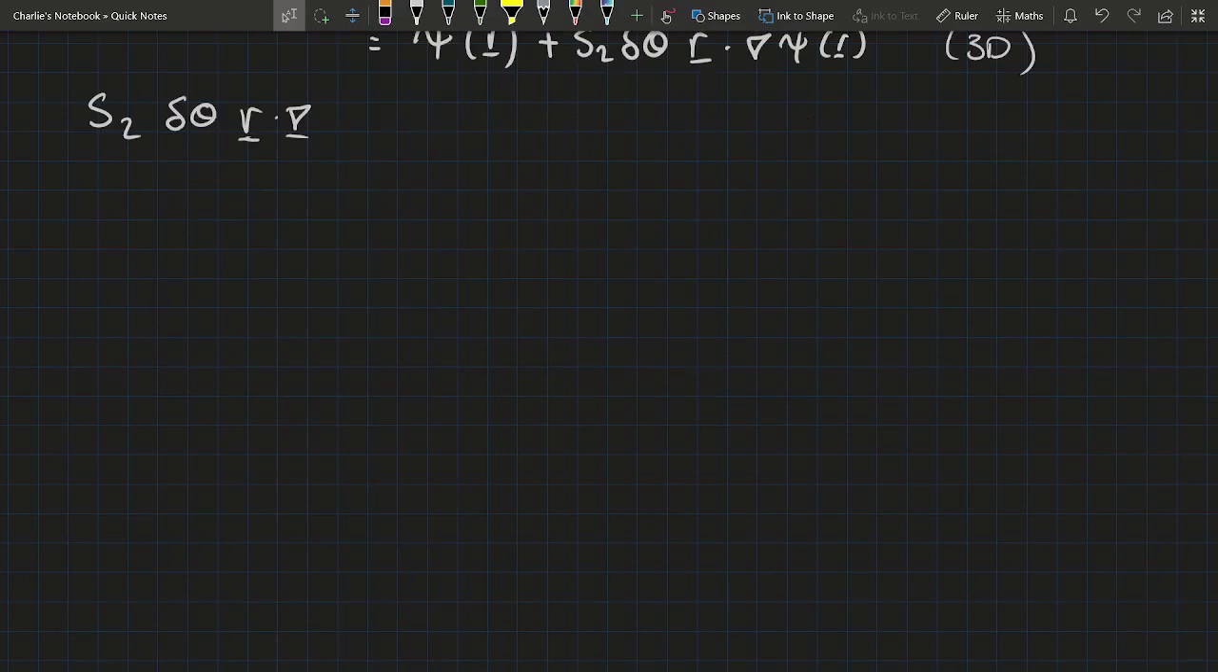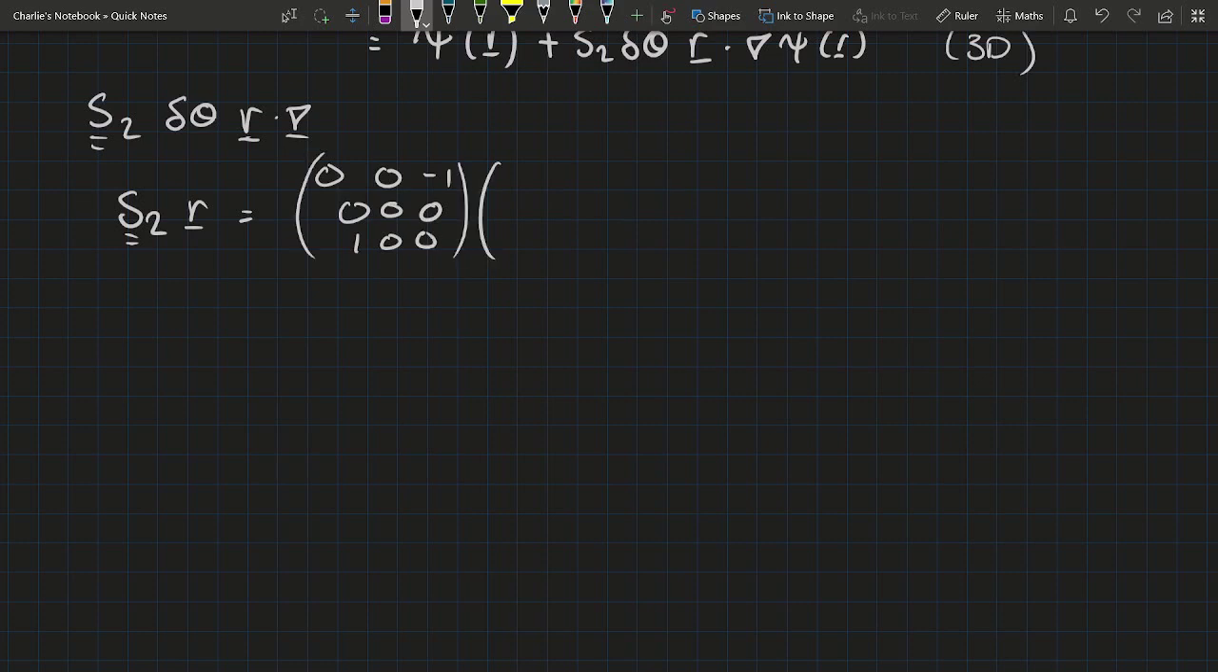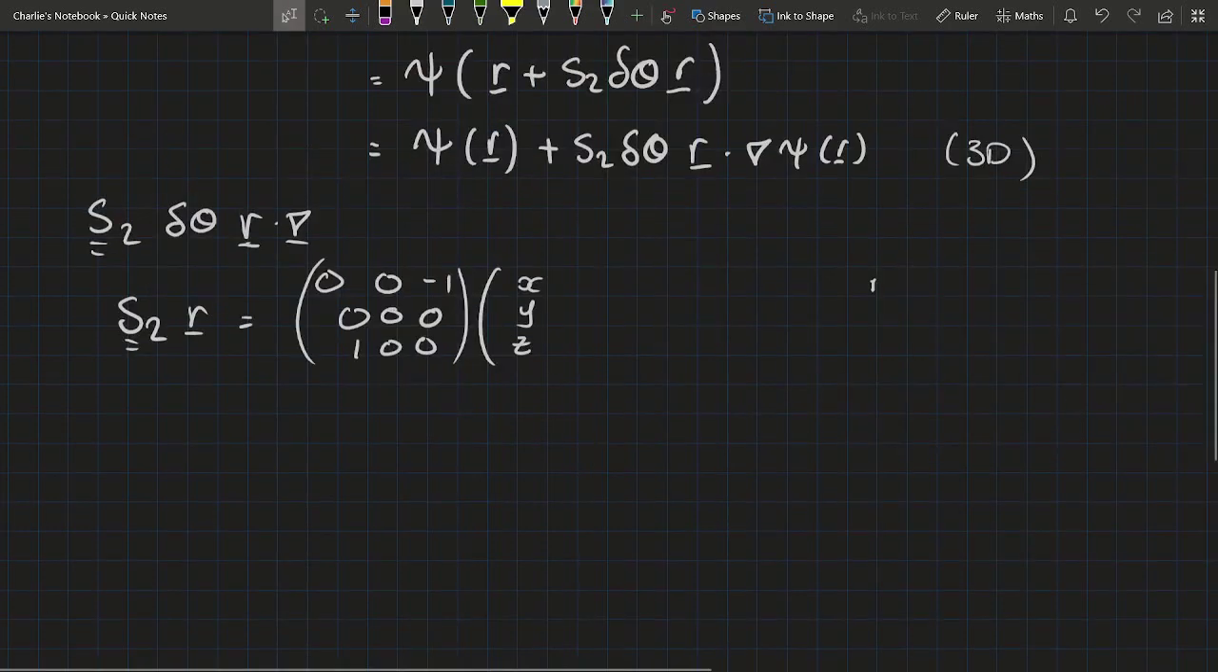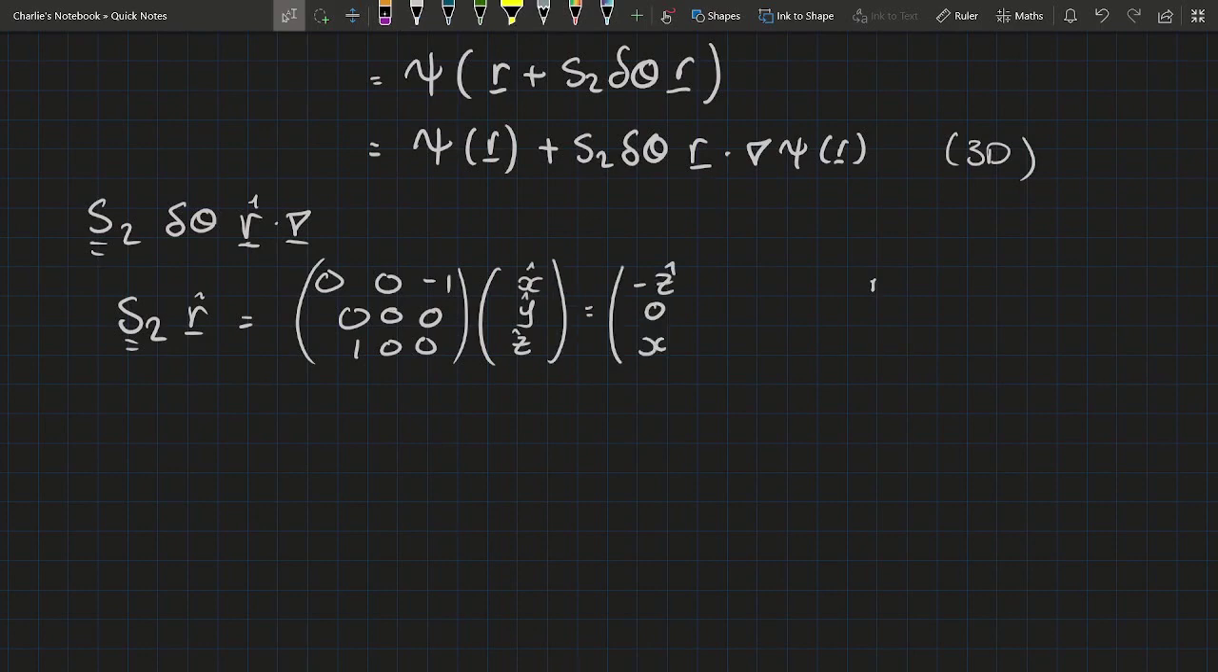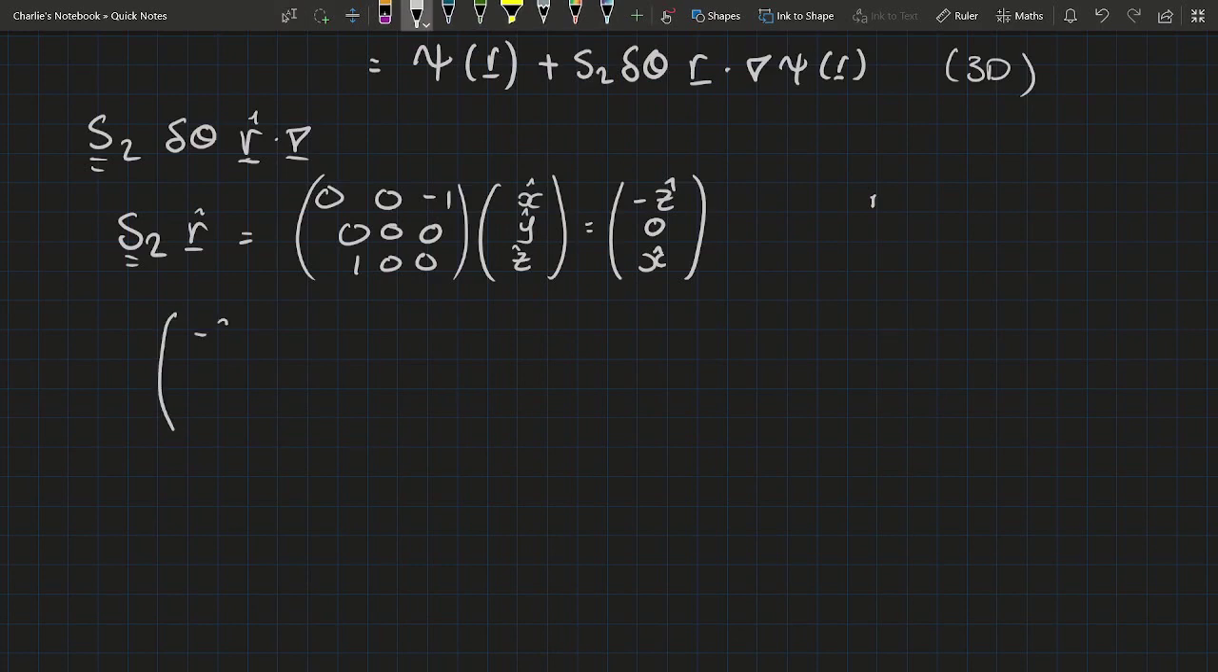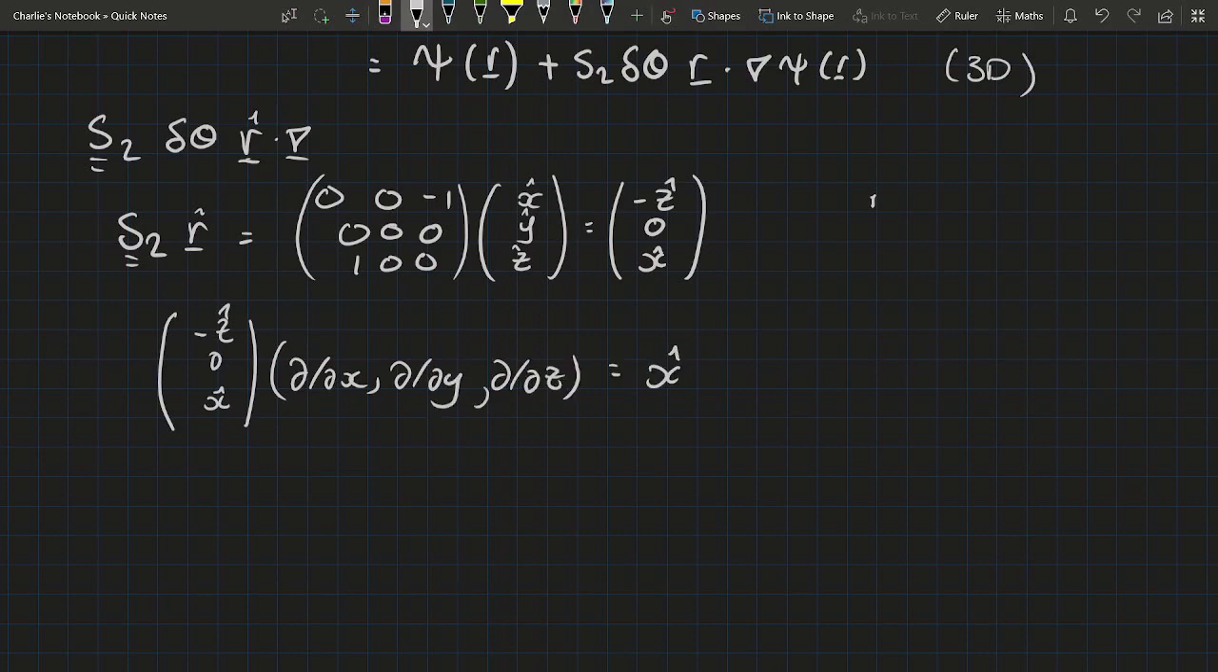Well, neglecting the delta theta at the moment, we can write this out as some matrix operations. S2 on r gives us 0, 0, minus 1, 0, 0, 0, 1, 0, 0, acting on the position vector x, y, z. In this case, the position vector is the operator. This gives us the vector minus z hat, 0, x hat. We can then perform the operation minus z hat, 0, x hat on d by dx, d by dy, d by dz, which gives us x hat d by dz minus z hat d by dy.